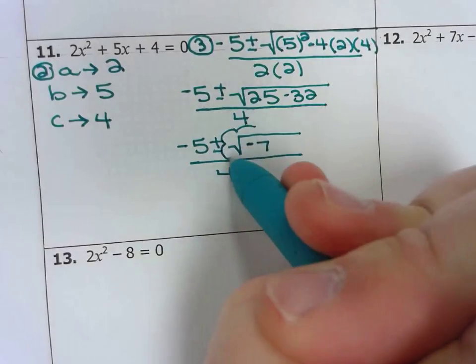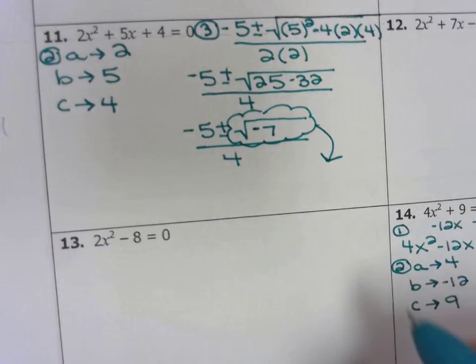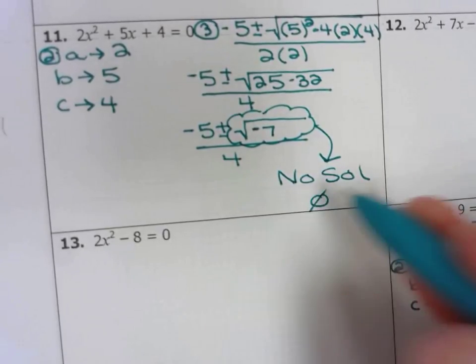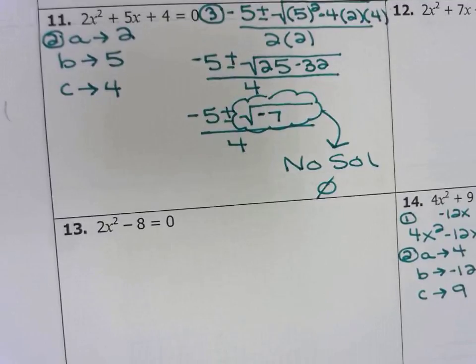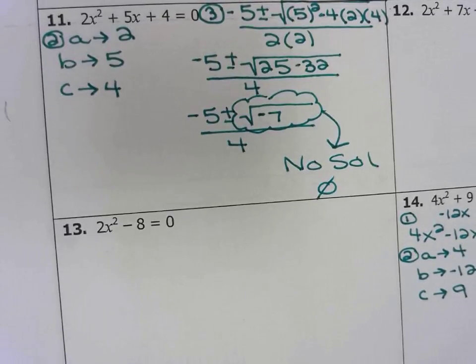Anytime you get a square root of a negative, that is always going to give me no solution. So anytime you're working through this and you see you're going to end up getting a square root of a negative, you can stop. It's no solution. You do not have to go any further. So that square root of a negative is the reason why it's no solution. Okay. Questions?